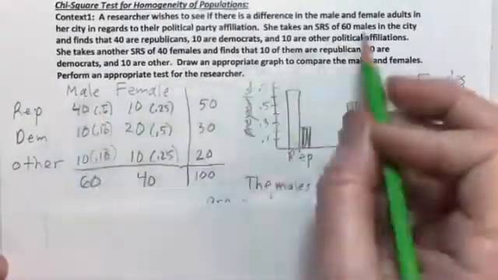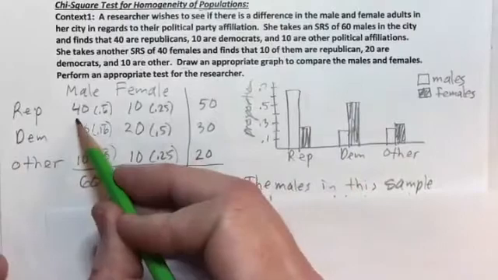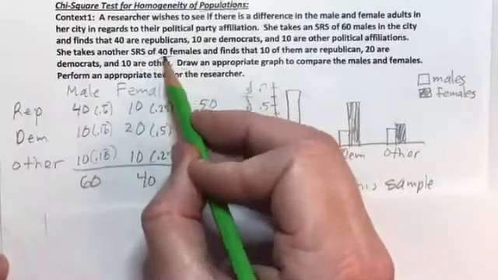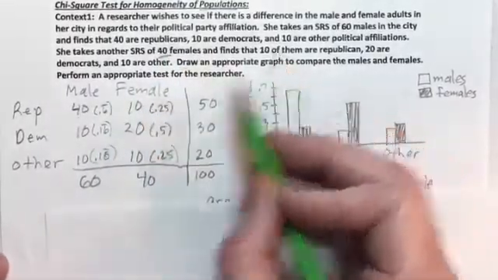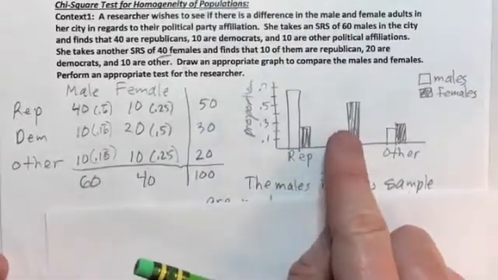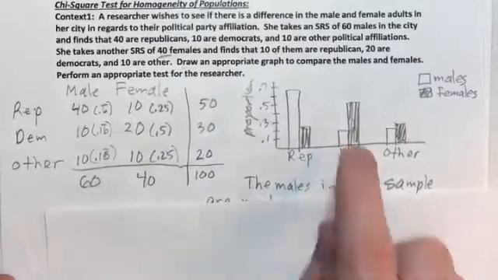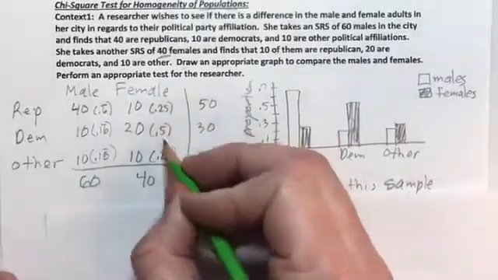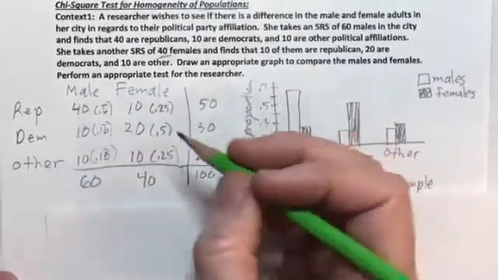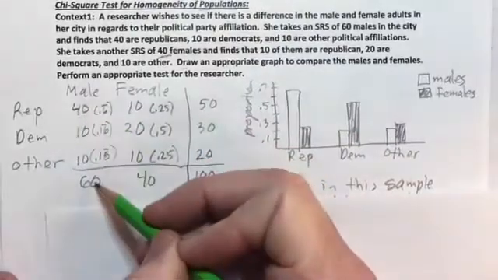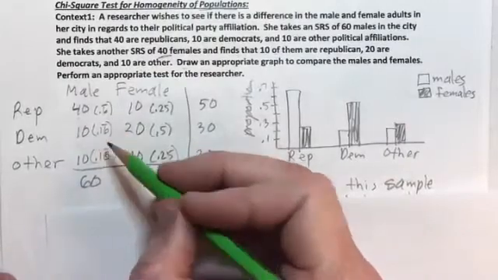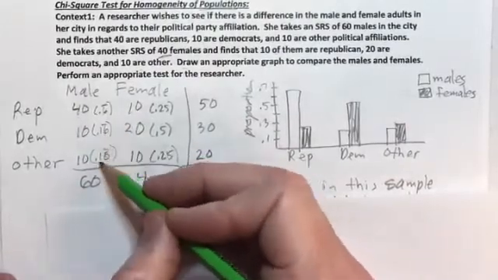So for the males, there was a total of 60 males, and we had 40 Republicans, 10 Democrat, and 10 other. And then there's 40 females, and we had 10 Republican, 20 Democrat, and 10 other. In order to make a bar graph, which is the kind of graph you have to draw when you have categorical data, we need to find the percents that are in each category. So I need the percent of males that are Republican. I just said 40 divided by 60, and that's 0.6 repeating. I need the percent of males that are Democrats. That's 10 divided by 60. And then 10 divided by 60 for other.